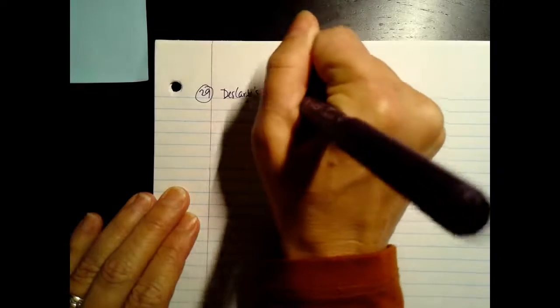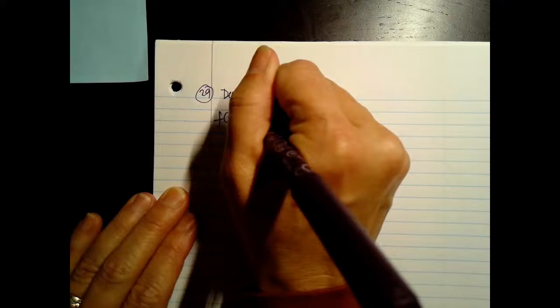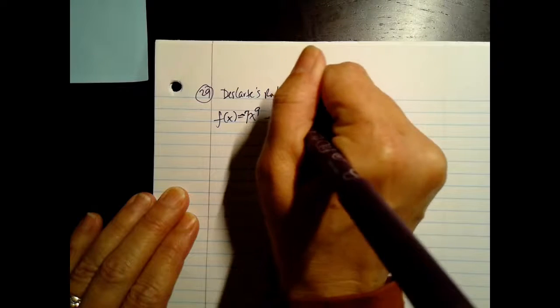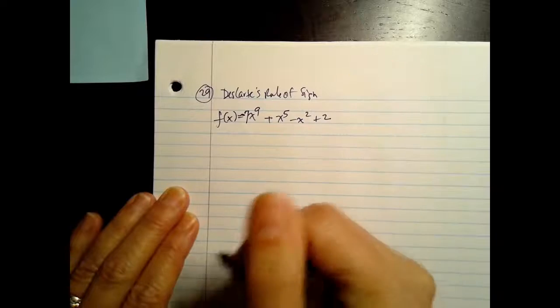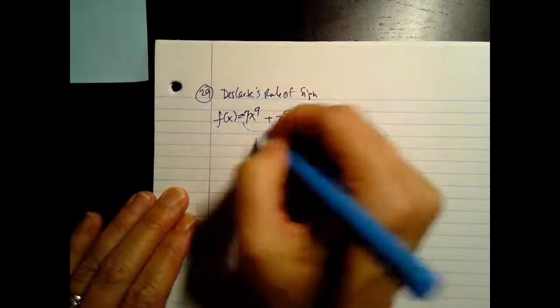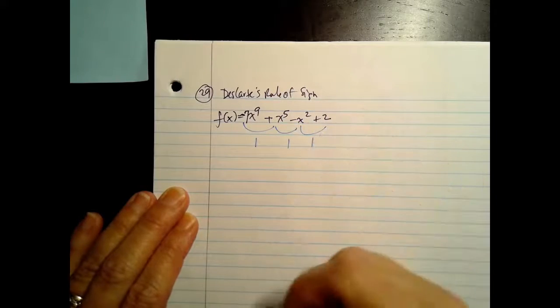Okay. Next, we are on number 29. So 29 is Descartes' rule of signs. So you're looking at sign changes. So here is your original function: -7x to the 9th plus x to the 5th minus x squared plus 2. So let's check our sign changes. From here to here we have a sign change. From here to here we have a sign change. From here to here we have a sign change.